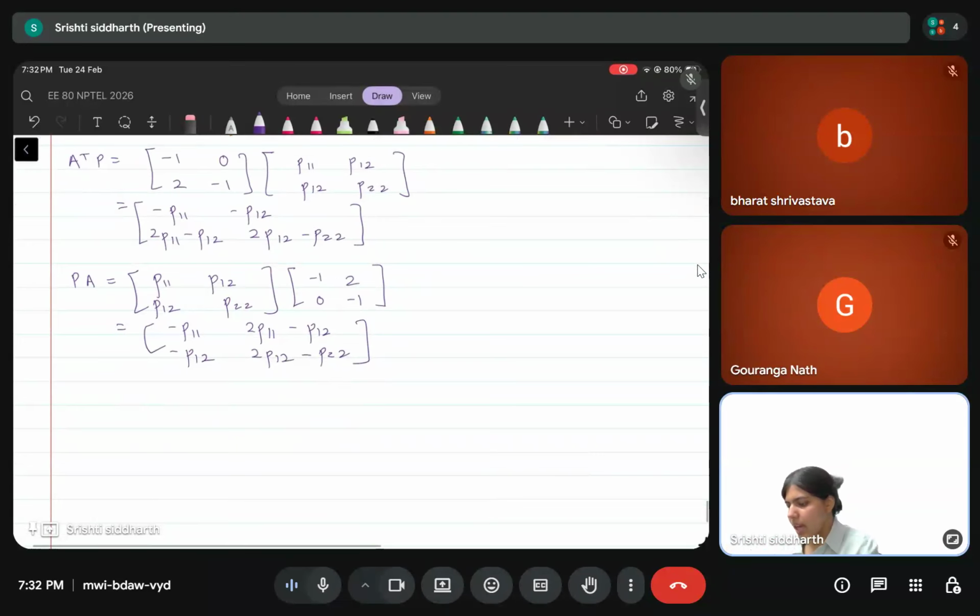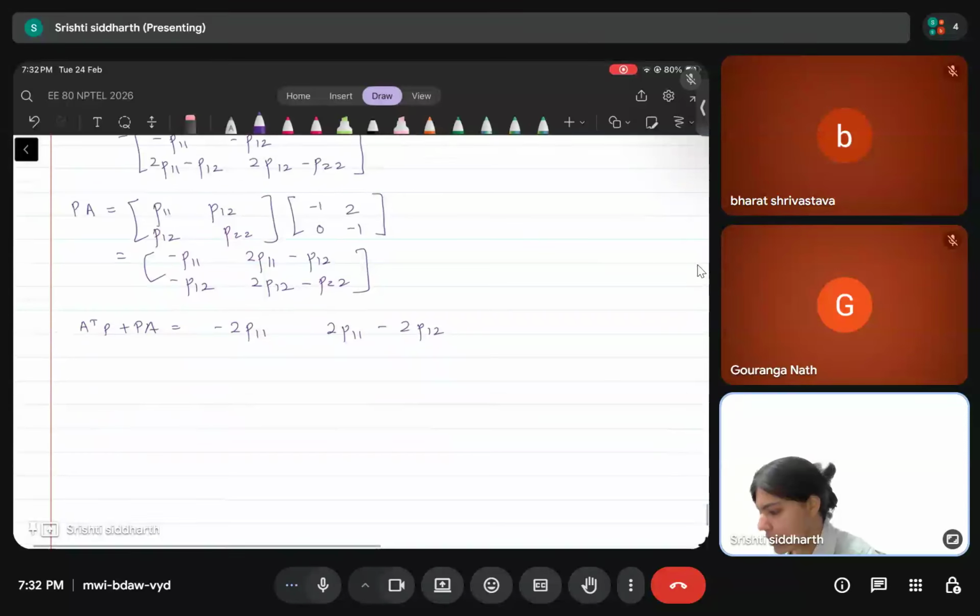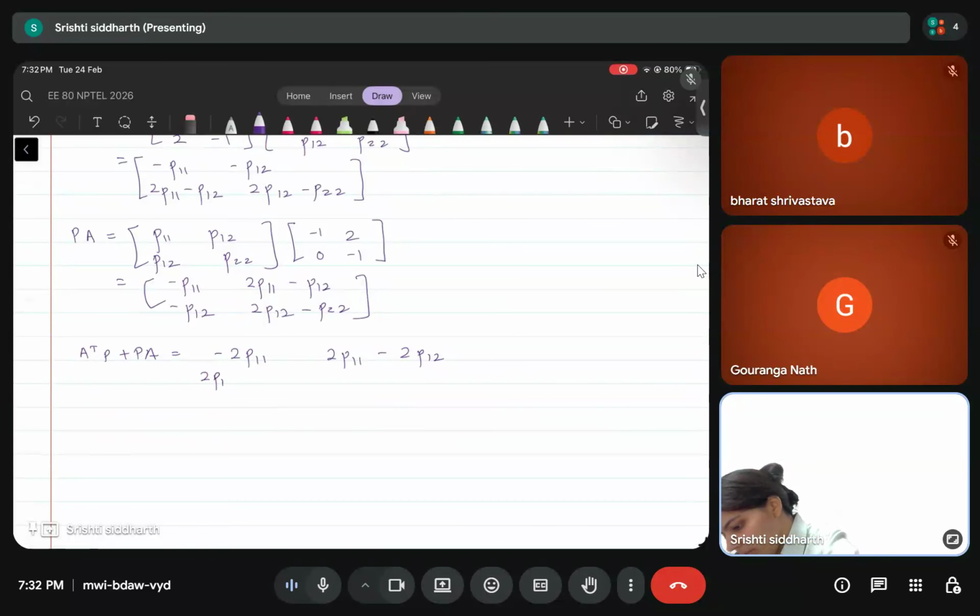Alright. So now let's add these two, A transpose P plus PA. This is minus 2P11, 2P11 minus 2P12. Let me know if there are any mistakes with the calculation. This is 2P11 minus 2P12. Okay. And this is 4P12 minus 2P22. This has to be equal to minus Q. This is minus 1, 0, 0, 1.